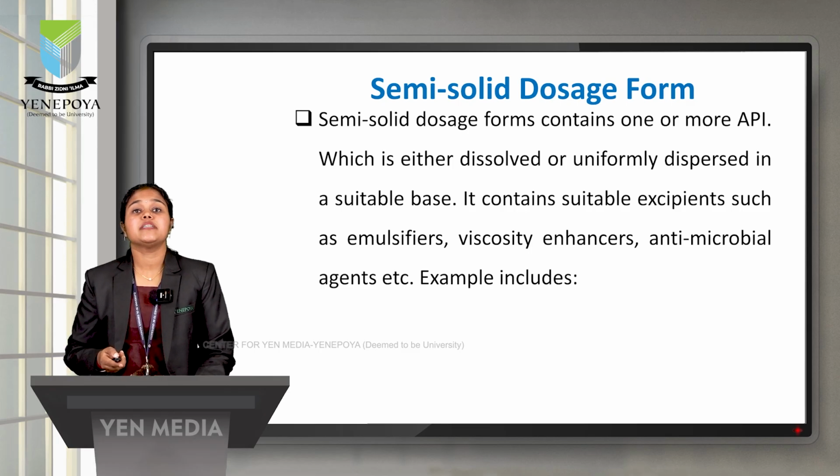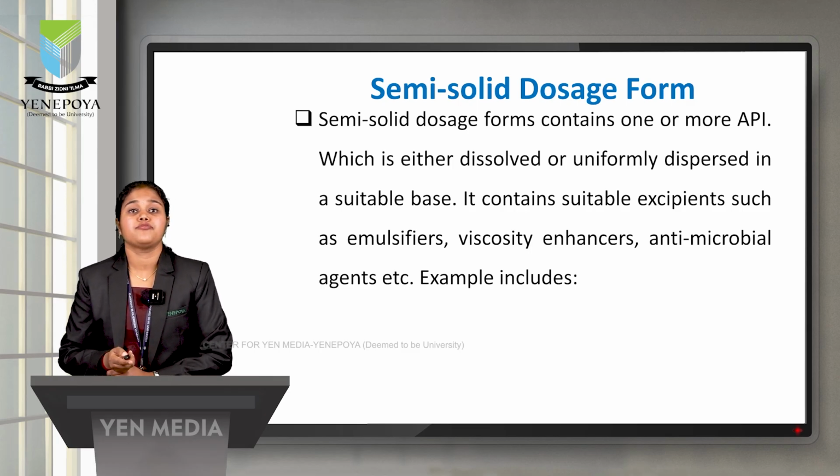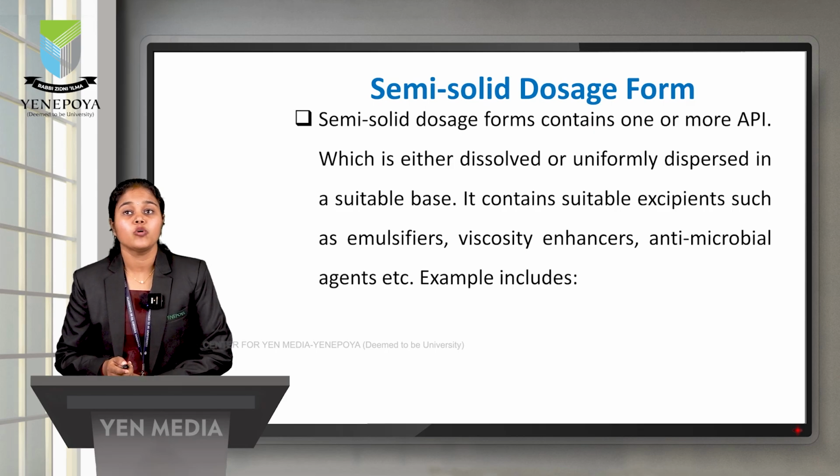The next is semi-solid dosage form. What is semi-solid dosage form? Semi-solid dosage form contains one or more APIs, that is active pharmaceutical ingredient, which is either dissolved or uniformly dispersed in a suitable base. It contains suitable excipients such as emulsifiers, viscosity enhancers and antimicrobial agents.